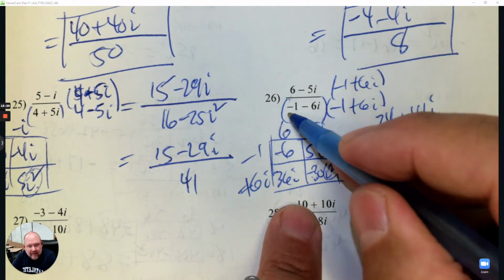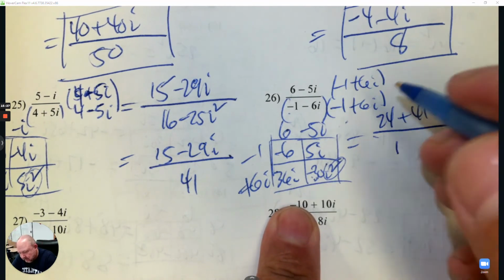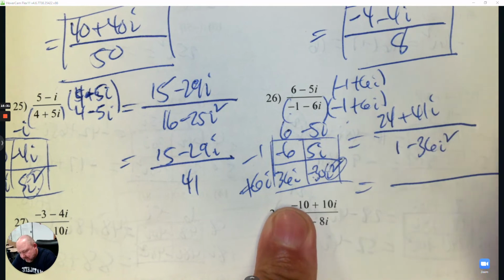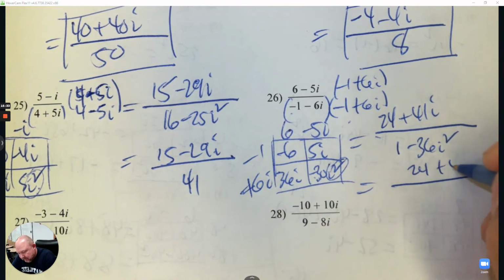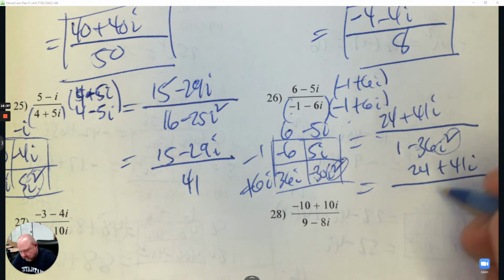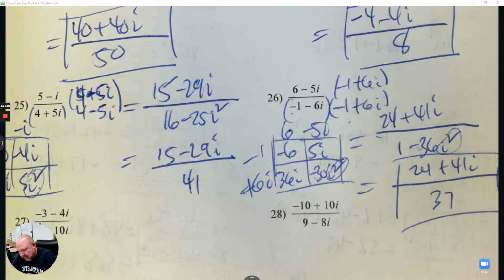And then the bottom, a negative times a negative, that's positive 1, and negative times a positive, it's negative 36i squared. And then the last step, the i squared makes it plus 36. So 1 plus 36, and you get your answer.